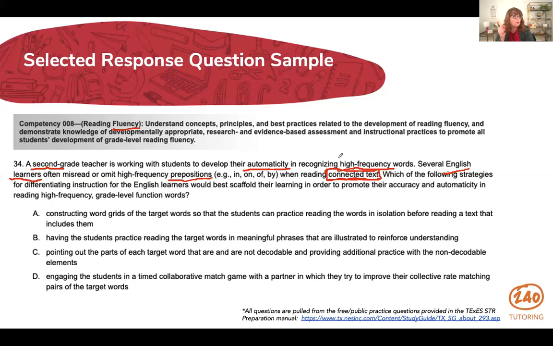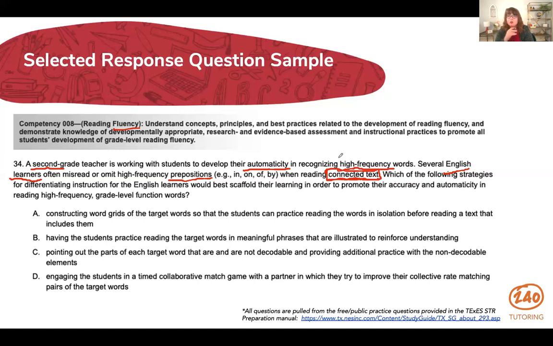C, pointing out the parts of each target word that are and are not decodable and providing additional practice with the non-decodable elements. Now, high frequency words like in, on, there's issues there of is any part of that decodable, not decodable. It starts to get tricky when the words are that small. And D, engaging the students in a timed collaborative match game with a partner in which they try to improve their collective rate matching pairs of the target words. So we've got these target words here. And let's really look at which of these best differentiates the instruction for these English learners.